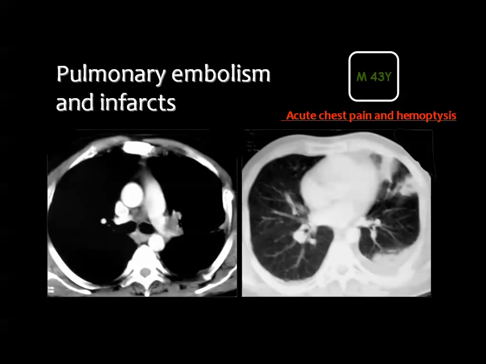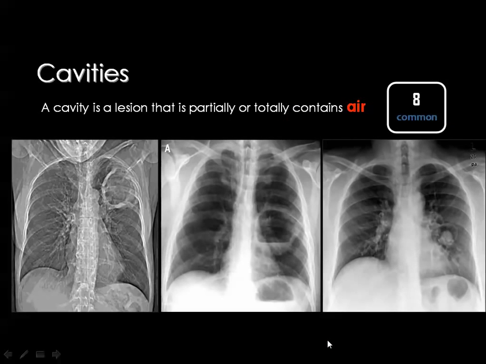And in this case, you see a male, 43 years old, patient with acute chest pain and hemoptysis suggestive of pulmonary embolism. The CT scan showed a filling defect in the left main pulmonary artery with 3 patchy opacities in the left lung, and these are multiple infarctions with ipsilateral pleural effusion.